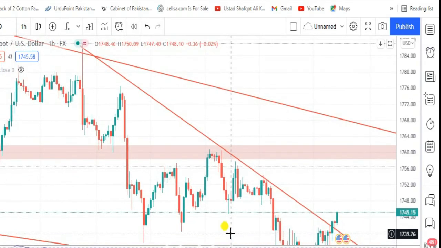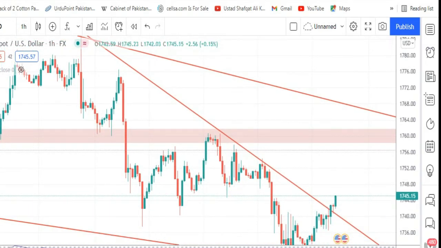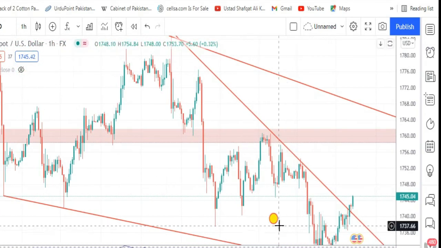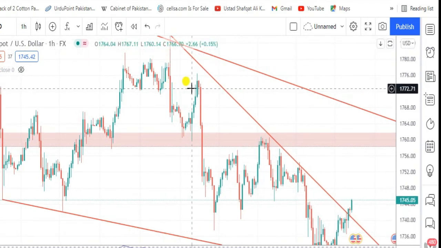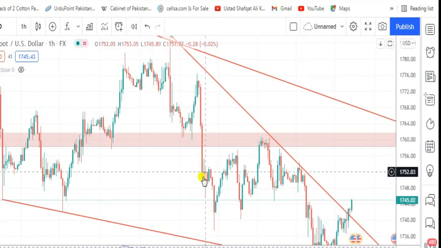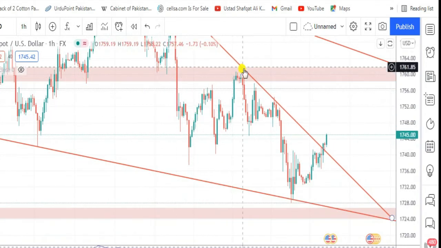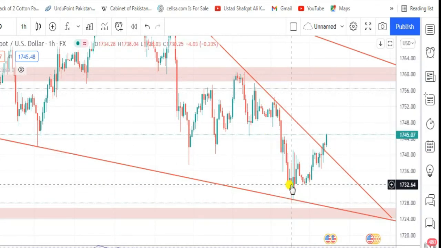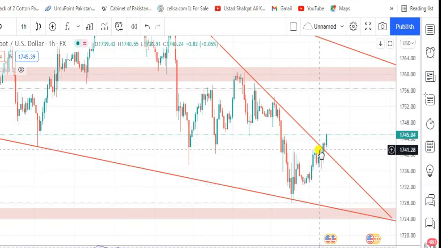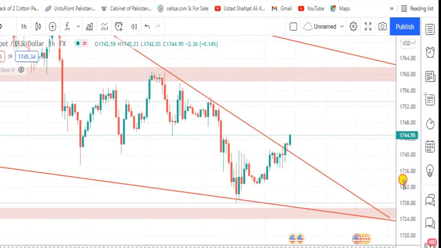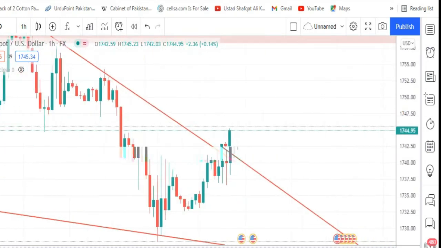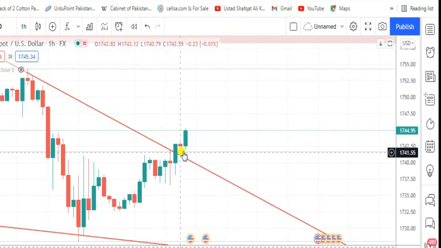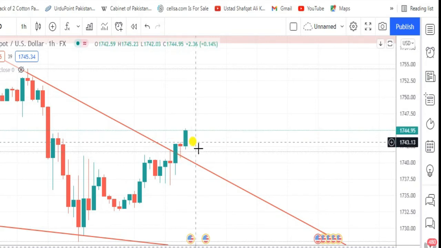On the 1 hour time frame, you guys can see that the market was respecting that trend line. Whenever the market comes to this area, the market starts falling, and again the market comes to this area, then again the market falls, and again it comes to this area, then again it falls. Now this time the market comes to this area, but the market has given us a bullish pin bar candle. Here you guys can see. So now the market is going towards the upside.